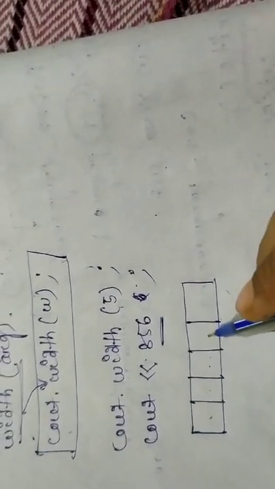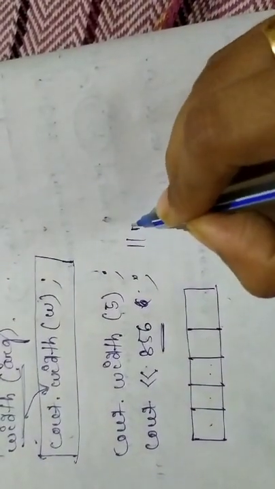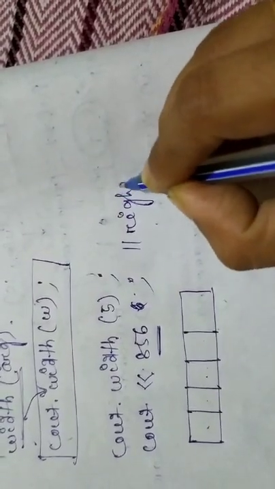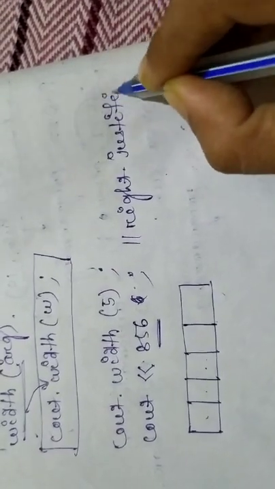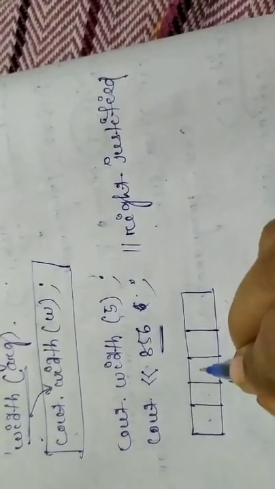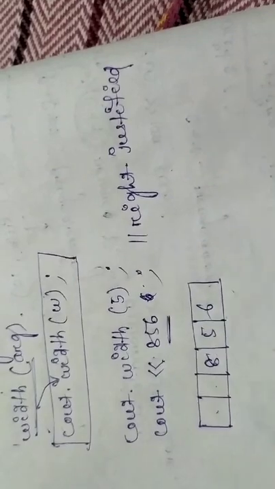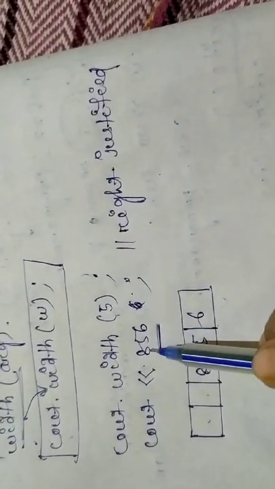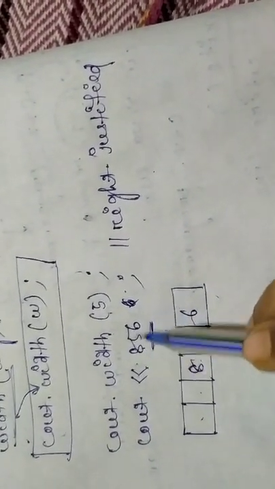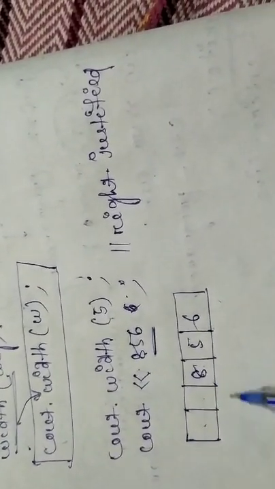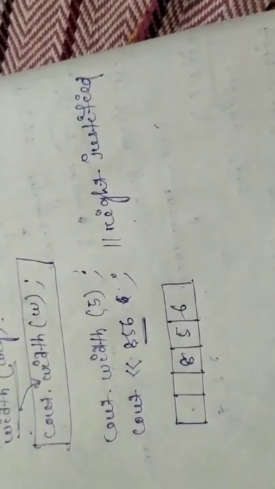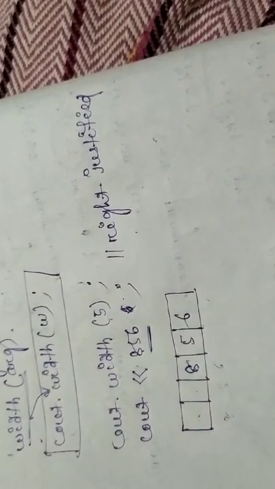So how will it be written? It will be right justified. It will be written like this: 856, because first 8 will be entered, then 5, then 6. So all are right justified. If it were left justified, it would be written from the left. But by default it is right justified.